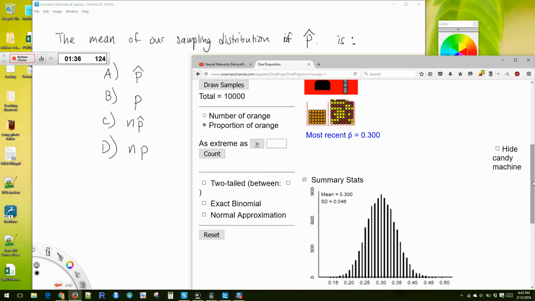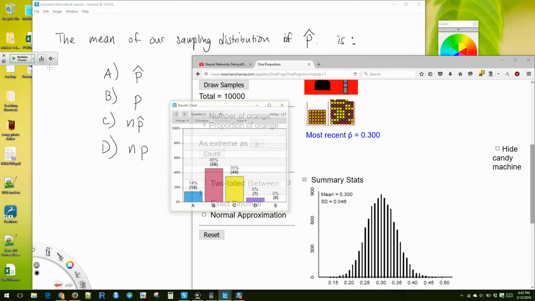So all of those p hats, I'm keeping track of all of them, and I take the mean, what is the mean of all of those p hats going to be? So just think. I'll be nice with the other questions, okay? But this one's going to be the hard one. Okay, so we'll stop. I'm going to click stop. All right, let's see what you guys picked. And the answer is indeed B.